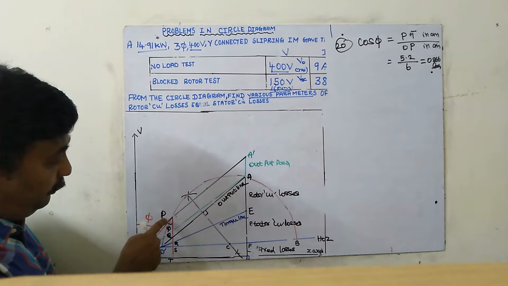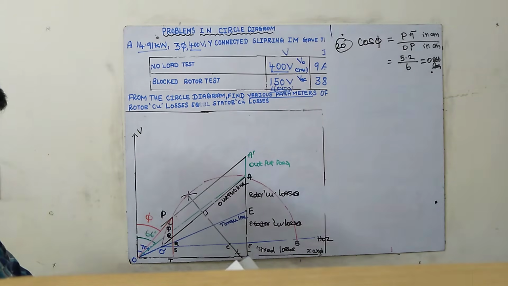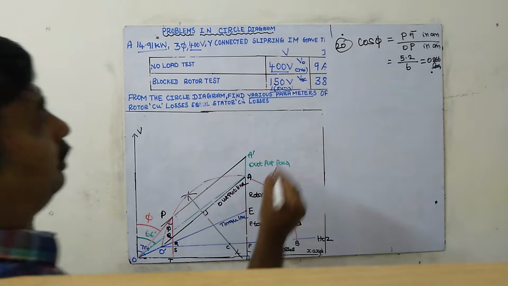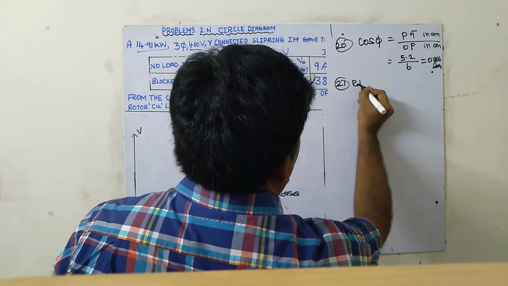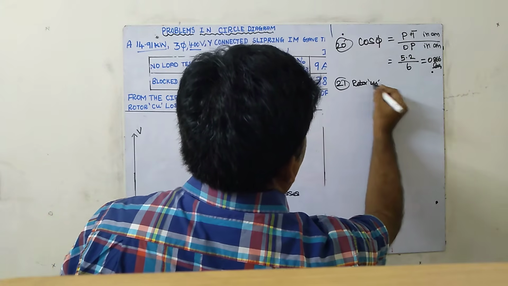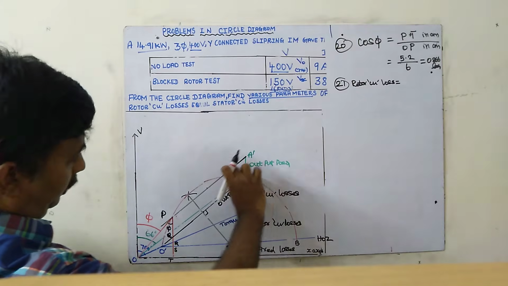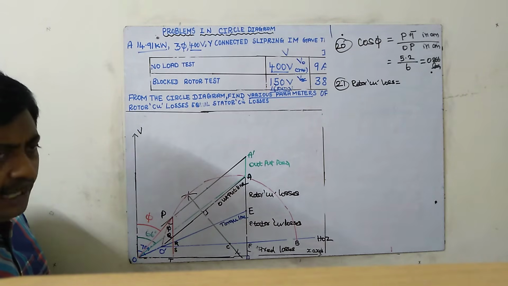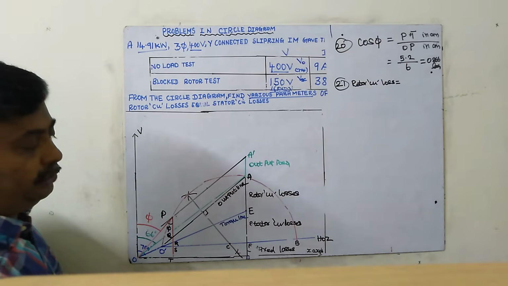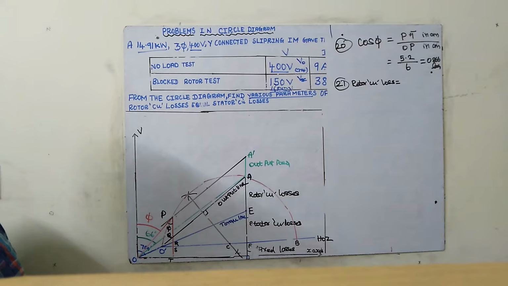But point P is the full load current. So we have to find the full load condition. What are the things we have to calculate? First I will calculate the rotor copper loss. This is the output, the same parallel line. What is the length of PQ? PQ will be the same, 4.2 centimeter, the output line. It won't change. Now we have to measure QR in centimeter.